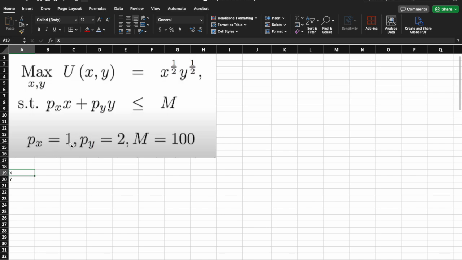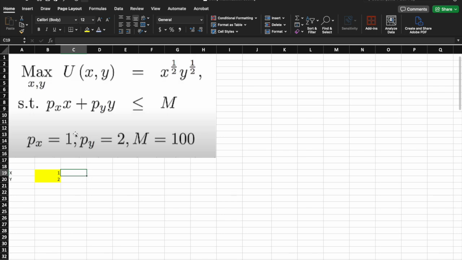So we have the price of good X is 1 and the price of good Y is 2. So we're going to put those in here. The price of good X is 1. The price of Y is 2. These are going to be yellow. If you'll remember, yellow is our information cells.